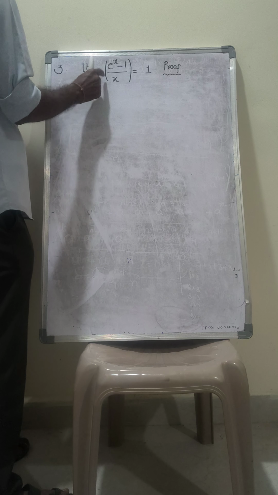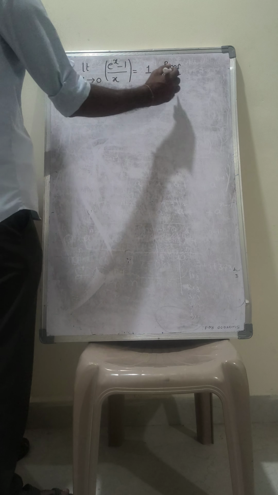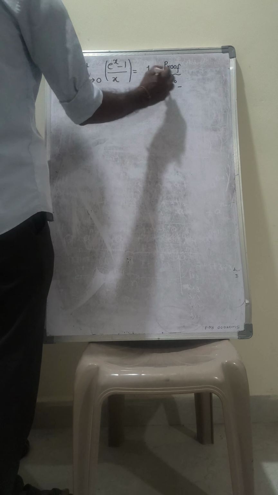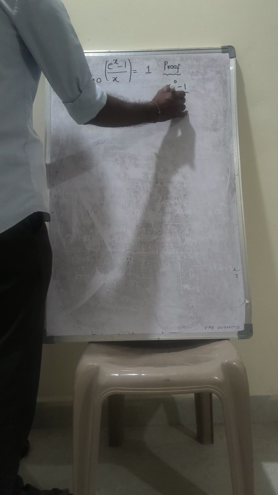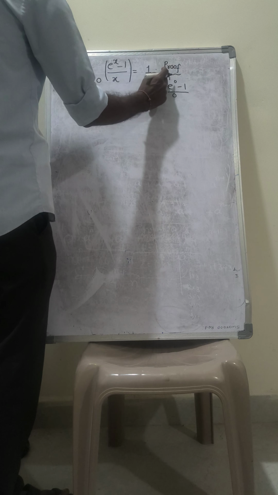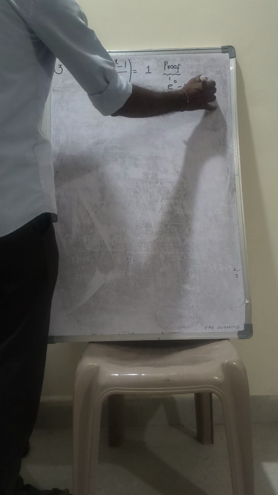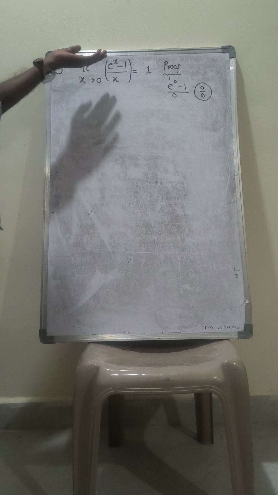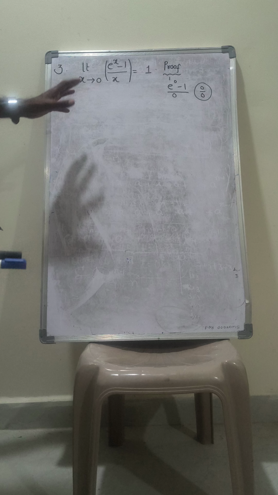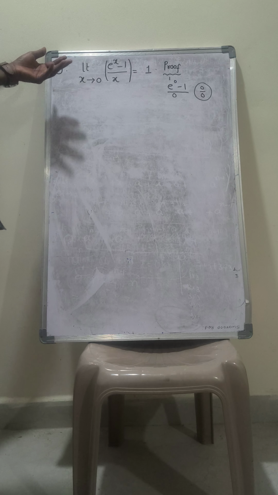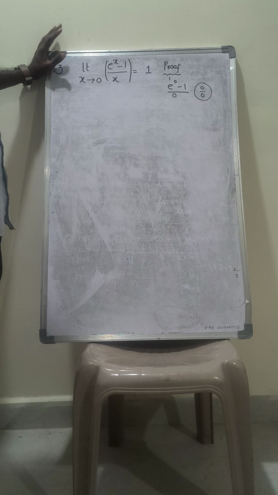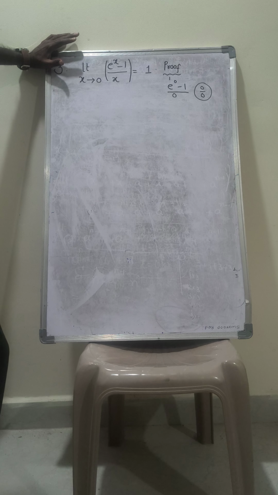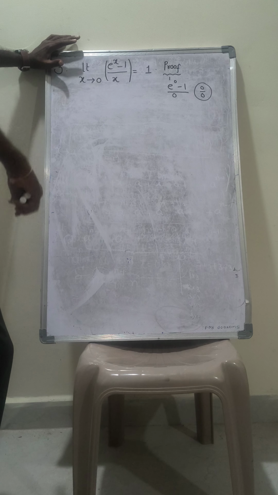If I substitute x value 0 here, this is (e power 0 minus 1) by 0. E power 0 value is 1, 1 minus 1 is 0, and 0 by 0 is an indeterminate form. We got an indeterminate form, so we cannot use the substitution method. So what to do? We have to do simplification. We can use rationalization, factorization, or simplification. We can use any of the methods to find the limit of this function.